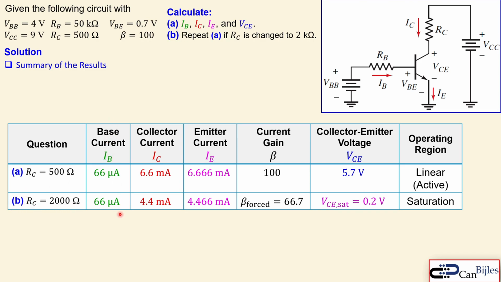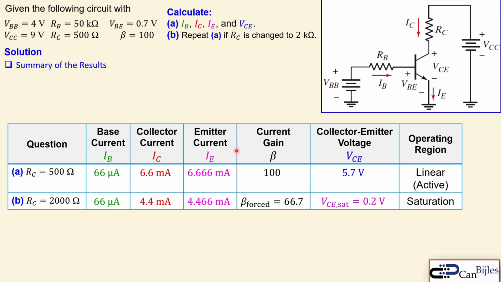You can see the base current has not changed, but the collector current has changed because the beta was actually changed, and we also had the saturation region of operation. So this is the operation region. In this case, the linear or active, and the second one is saturated.